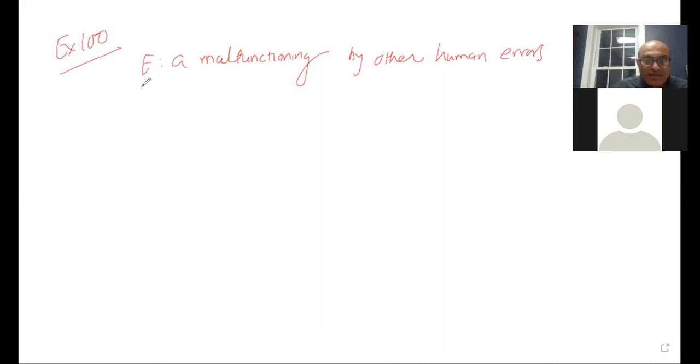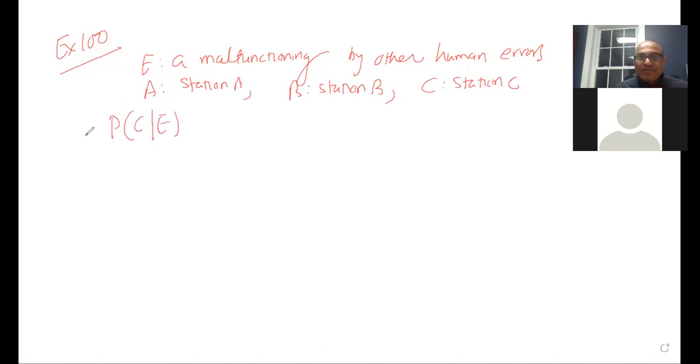And A is nothing but station A. B stands for station B. C stands for station C. You don't have to change this thing. And you are asked to find the probability of station C, given that a malfunctioning by the other human errors, like this. So that is equal to, again, this is the Bayes' rule.